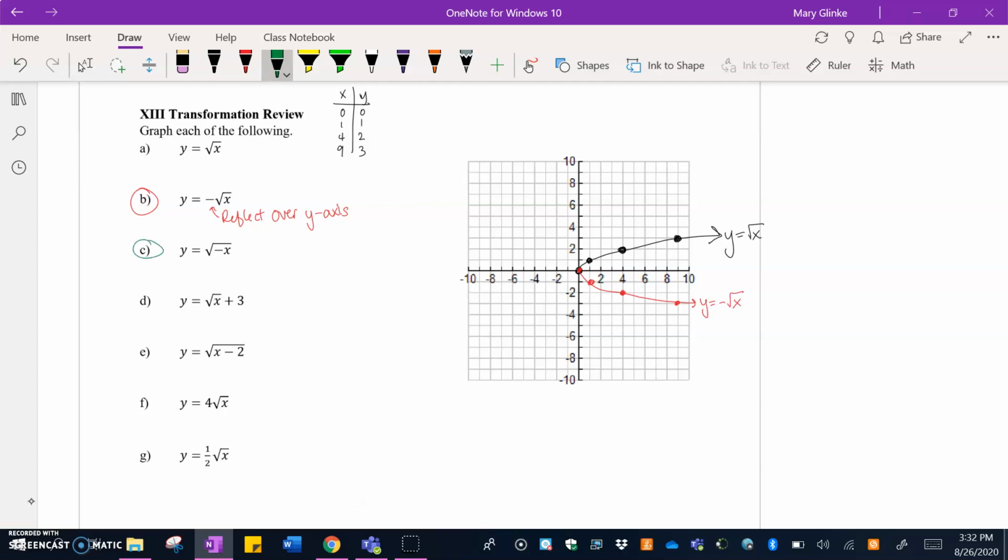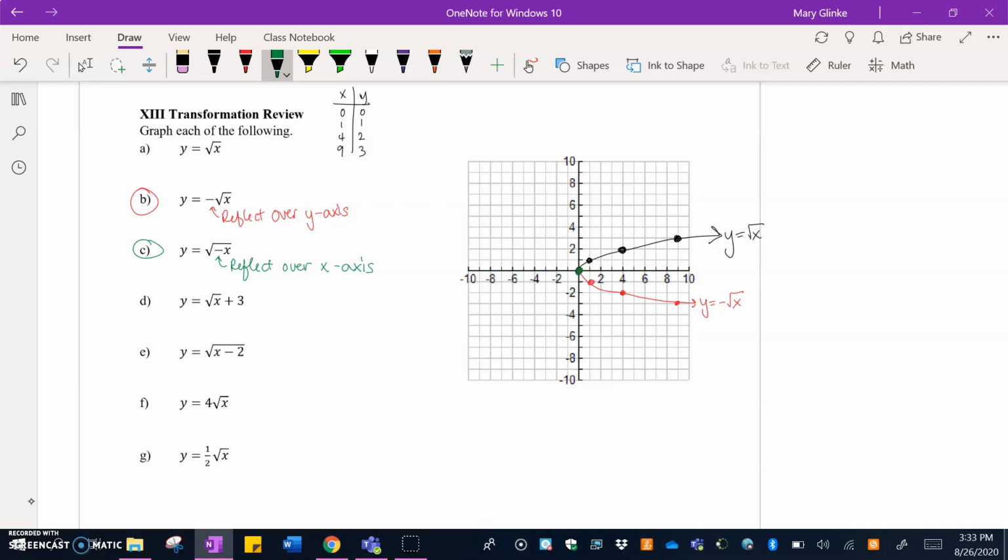Y equals the square root of negative x. This negative on the inside affects your input, so it's going to affect your x values. This is going to reflect over the y-axis, so it changes the x values instead of the y values.